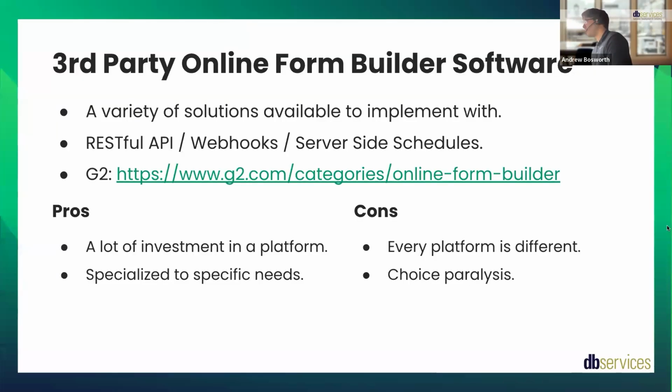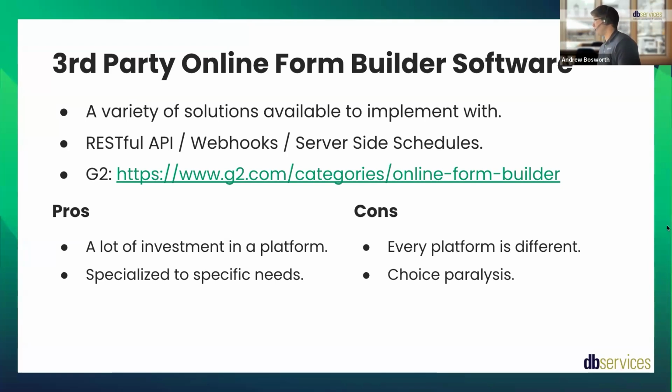All right, so let's cover the third option, online third-party options. So third parties are great because there's a huge variety to go over of what you can use to implement. There's many ways to even integrate with, on the FileMaker side, RESTful API. You can use server schedules to download submissions, webhooks, which is our recommendation, though ironically the hardest to implement.